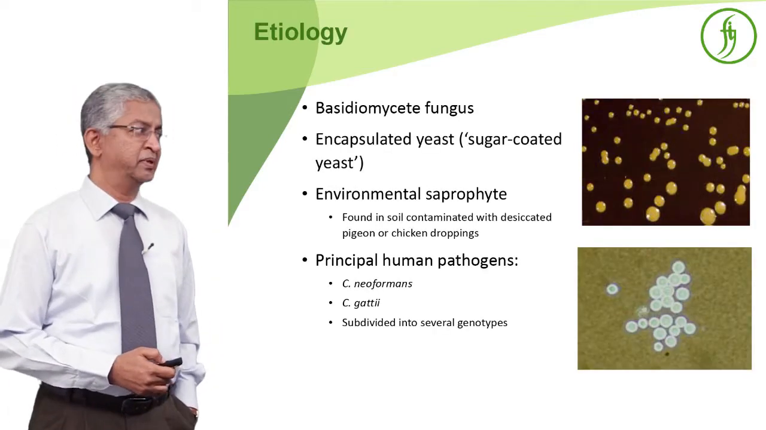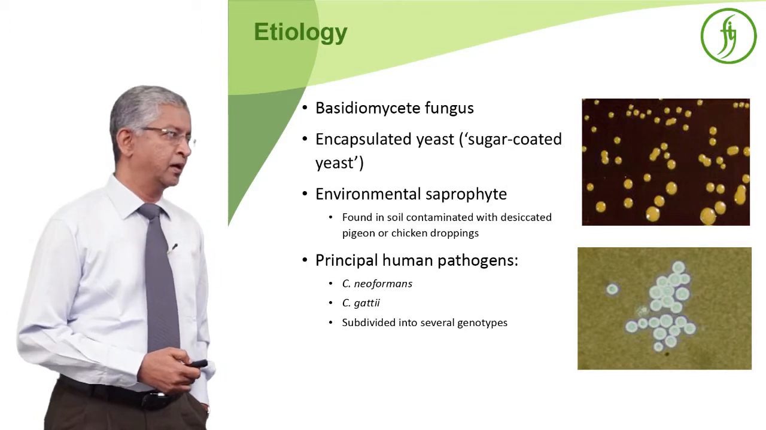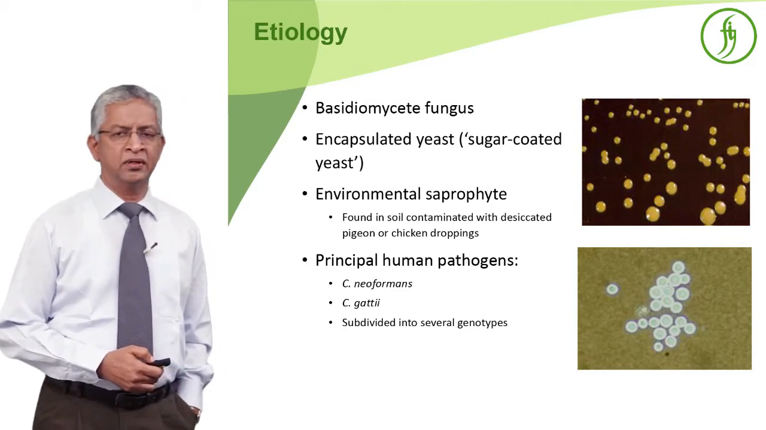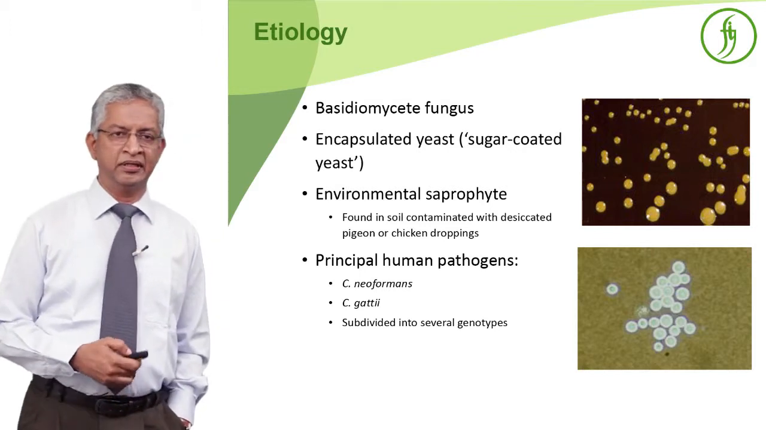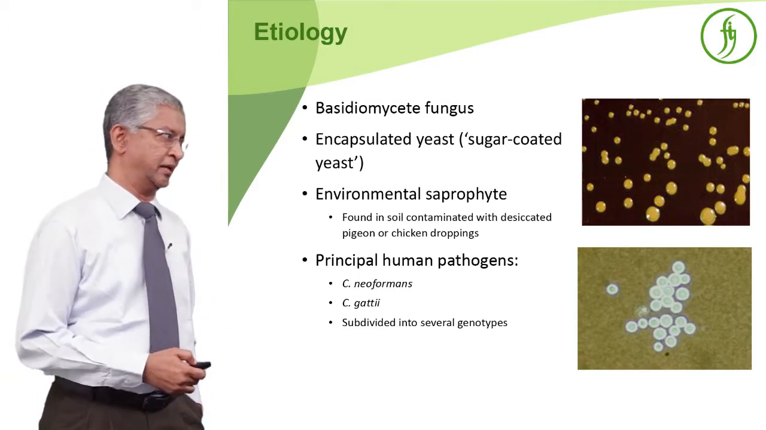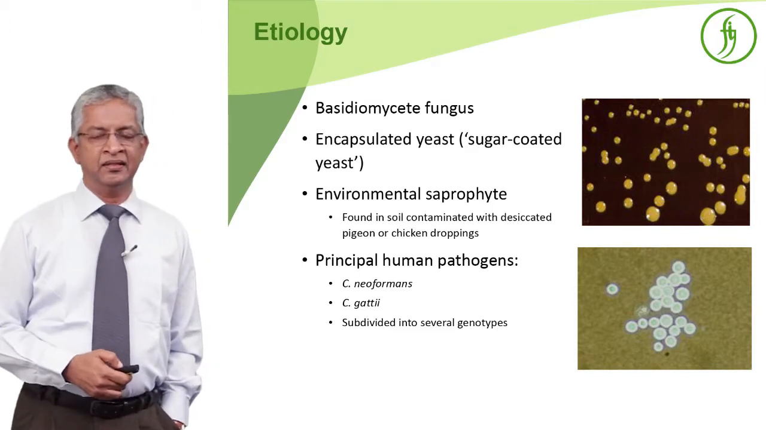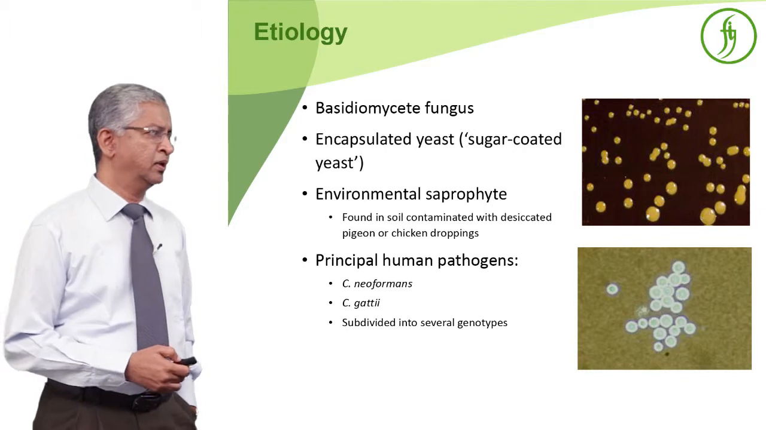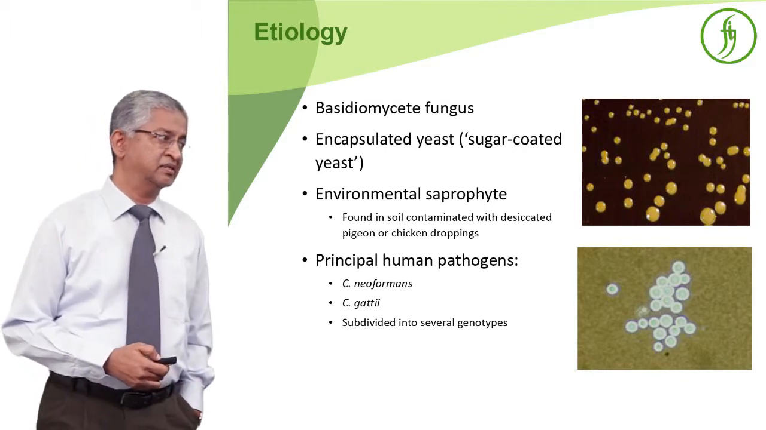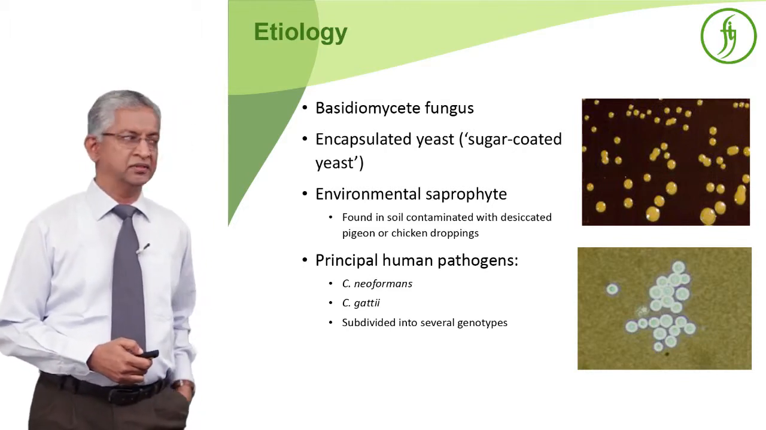Cryptococcus is a basidiomycete fungus. It's been called the sugar-coated yeast because of its polysaccharide capsule. So it's an encapsulated yeast, the capsule being the polysaccharide. Primarily, this species is an environmental saprophyte. It's found in soil contaminated with desiccated pigeon or chicken droppings.